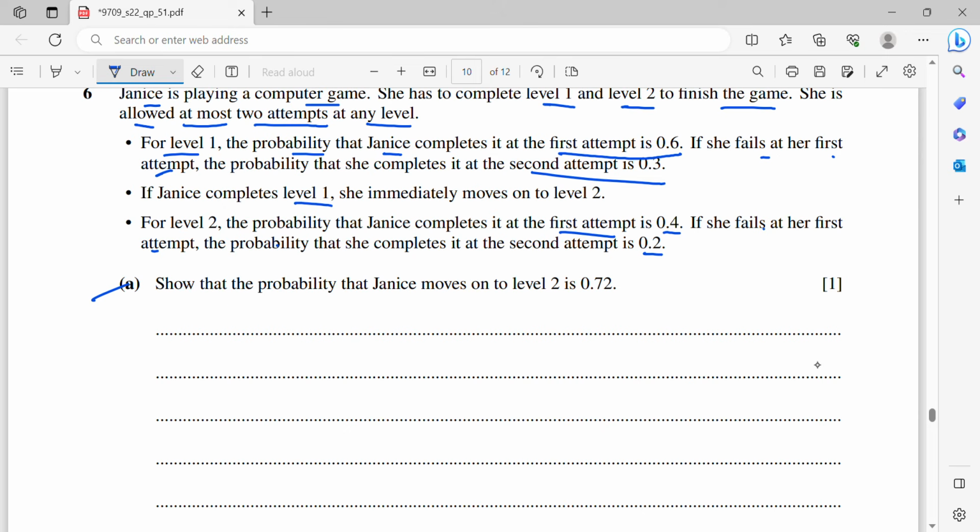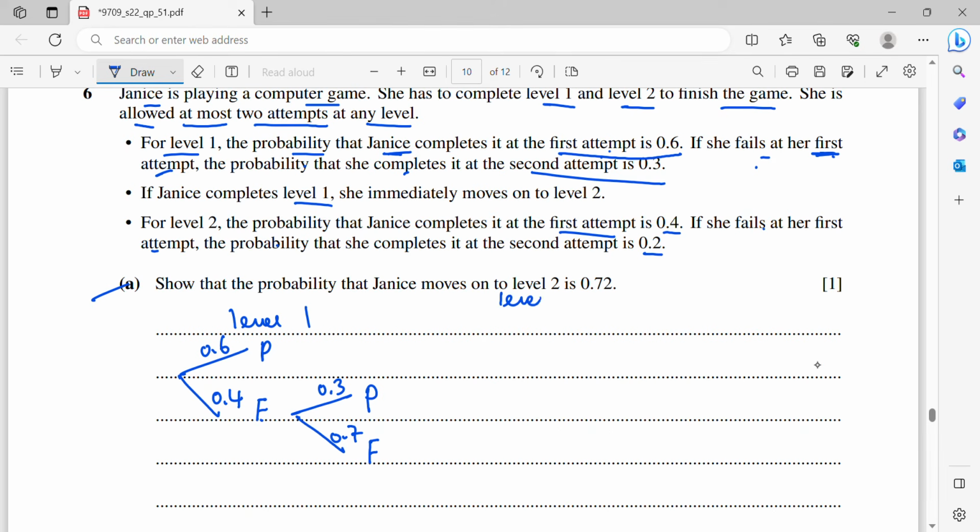So basically you can just write this is level 1. Okay, pass and fail. So if pass in the first attempt, 0.6. If fails, so it will be 0.4. So the total probability is 1. If she fails at the first attempt, then she will complete it at the second attempt with probability 0.3. That means fail, then here pass 0.3. Alright, of course, here fail is 0.7. Now, that's the level 1.